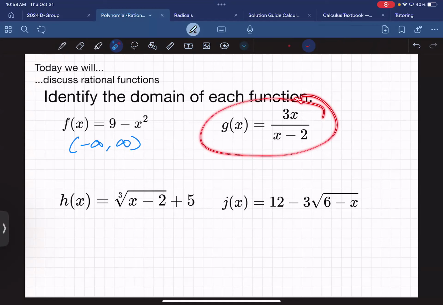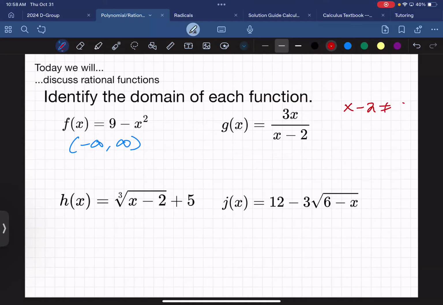What's the issue? What's the restriction for rational functions? The denominator can't be zero, right? We can't divide by zero. That's our restriction. So understand, we can use all real numbers, but in this case, we can't use what? 2. Remember, that's the domain. All real numbers, just not 2. Is that clear to everyone?